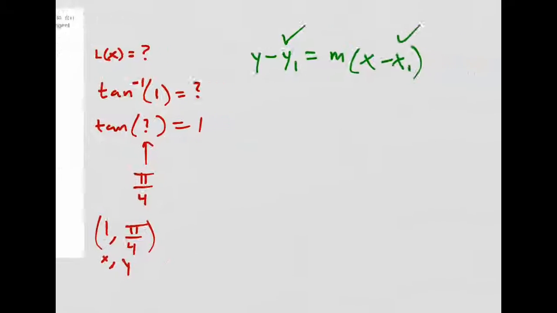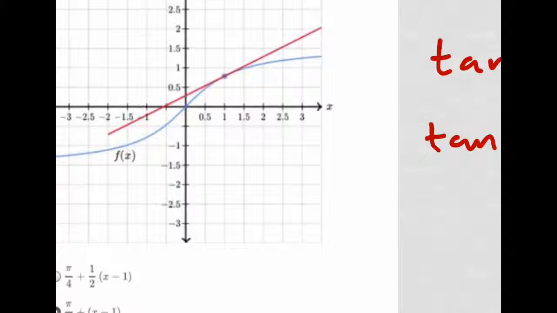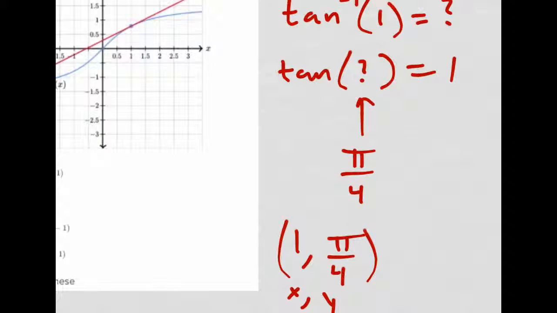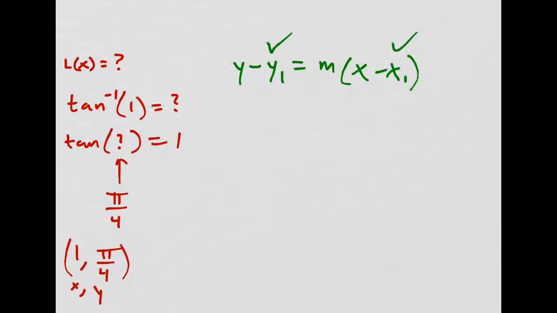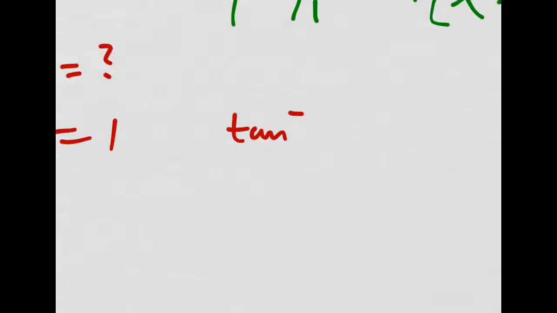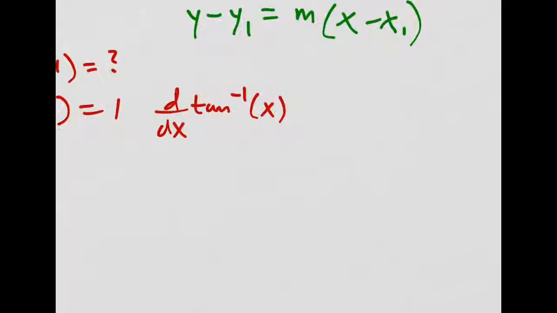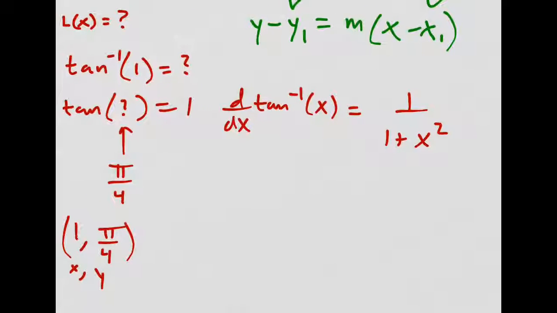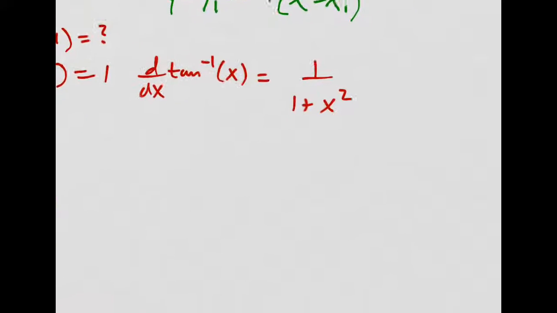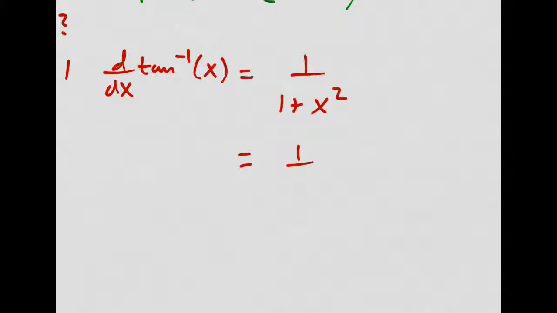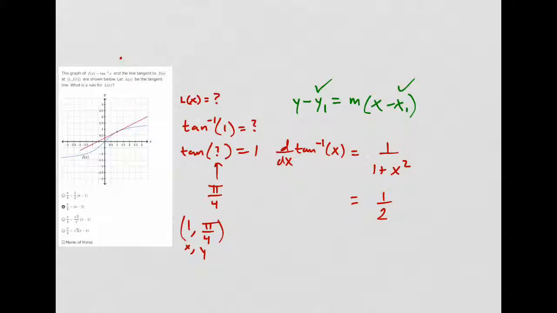If I want to find m, remember m is the slope, and the slope of this red line is actually the slope of the blue function when x equals 1. So that's the derivative of the blue function when x equals 1. I don't know if you've learned this yet, but the derivative of tangent inverse of x would be 1 over 1 plus x squared. And we're plugging in 1, so we actually do get 1/2. So that's cool.